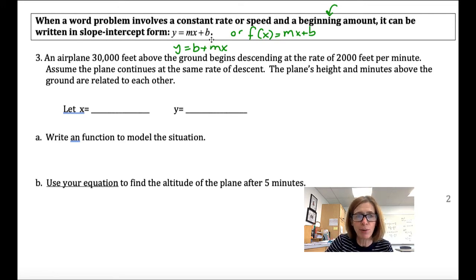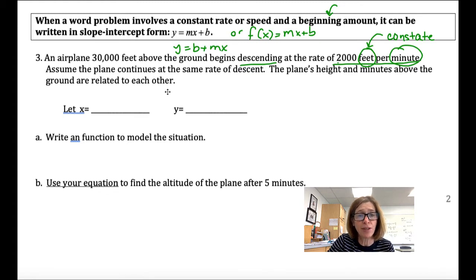So here's our example. An airplane 30,000 feet above the ground begins descending at the rate of 2,000 feet per minute. So you can see that that's my constant rate, which means it's a constant rate of change. And there's the two units, feet and minutes, okay? So assume the plane continues at the same rate of descent. The plane's height and minutes above the ground are related to each other.